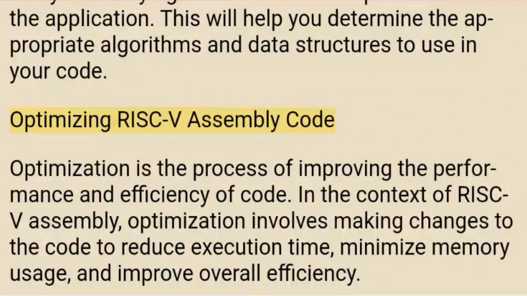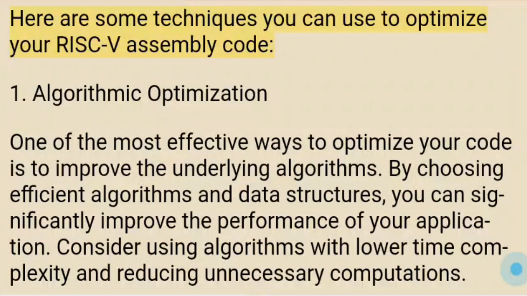This will help you determine the appropriate algorithms and data structures to use in your code. Optimizing RISC-V assembly code. Optimization is the process of improving the performance and efficiency of code. In the context of RISC-V assembly, optimization involves making changes to the code to reduce execution time, minimize memory usage, and improve overall efficiency. Here are some techniques you can use to optimize your RISC-V assembly code.